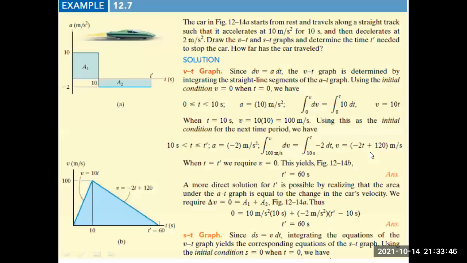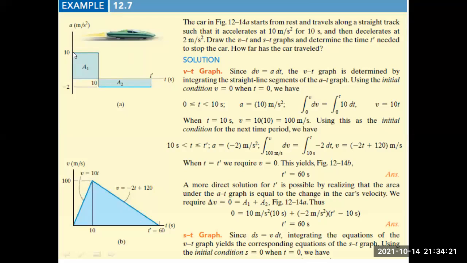Okay, if no question, we move to the second question, if you have no question to ask. The second question, what we have, the car in figure 12.14. This is a car, starts from rest and travels along a straight track, such that it accelerates at 10 meters per second square. So we have the acceleration is equal to this value, okay?